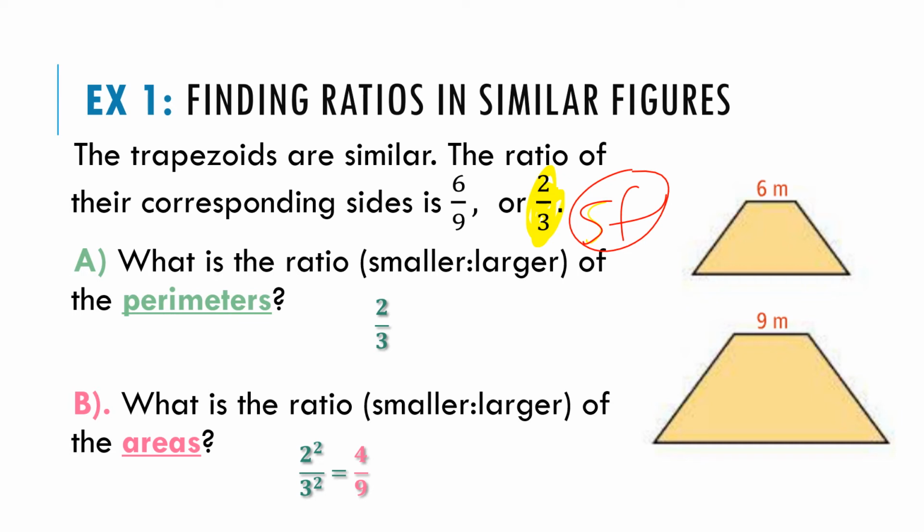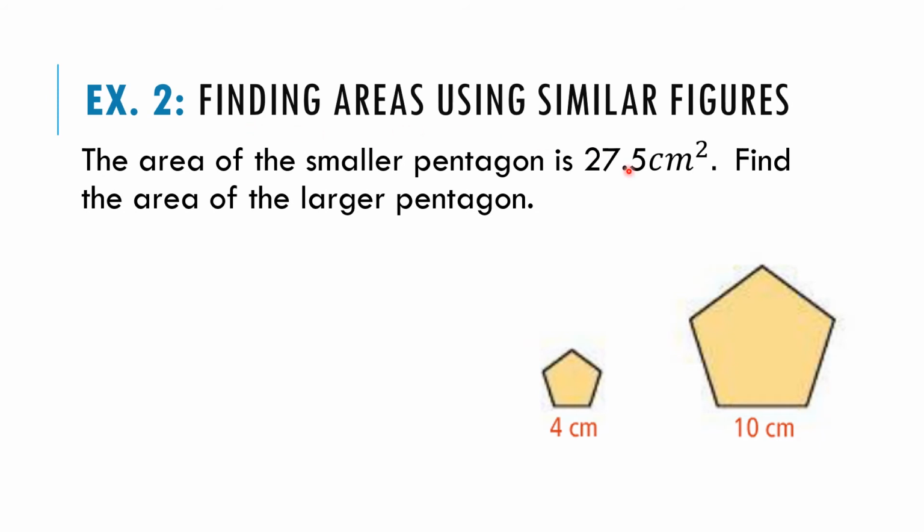So we'll get into, in the next slide, what use are these ratios? What's the purpose? So here we go. We're going to find areas using similar figures. So we have 2 pentagons here that are similar. It tells us the area of the smaller pentagon is 27.5 centimeters squared, and we need to find the area of the larger pentagon. So if we were using tools and techniques that we had last week, we would say, oh, no problem. I'm just going to find the apothem and then do 1/2 apothem times perimeter.